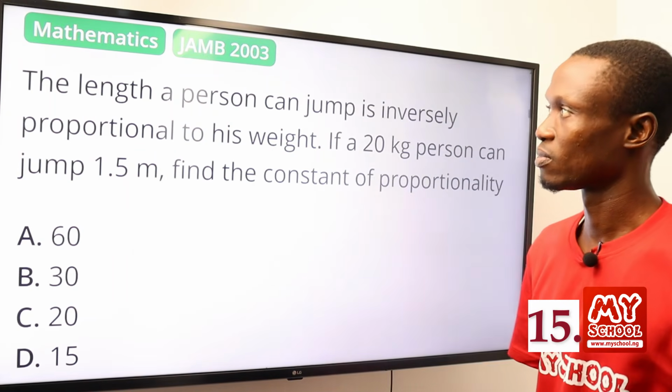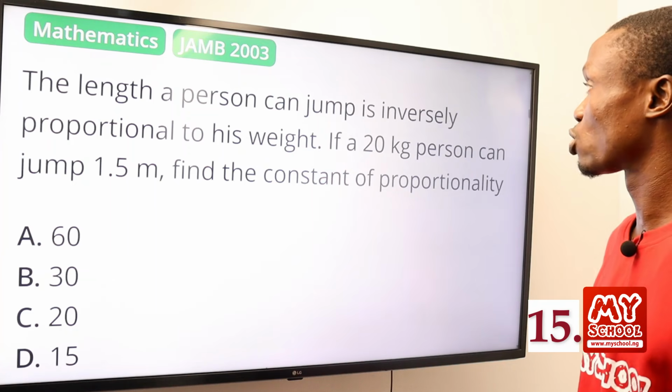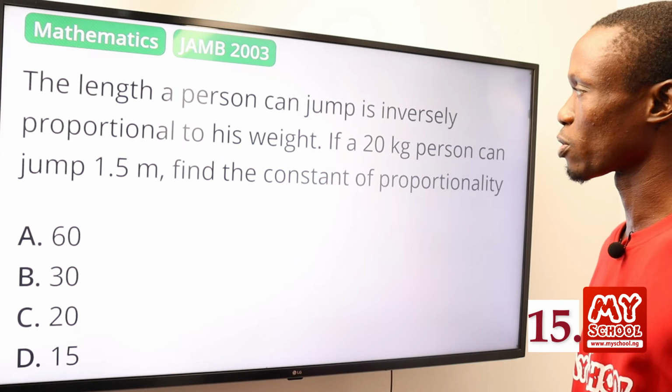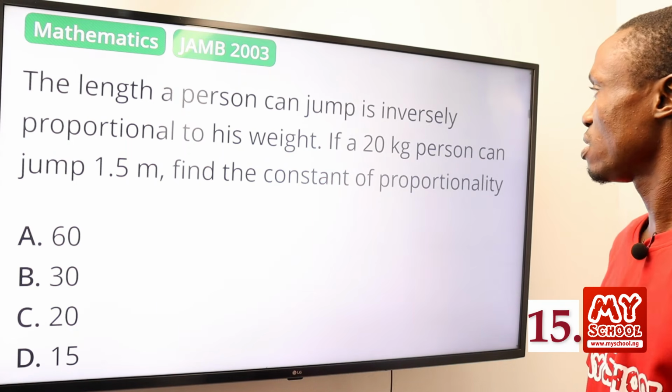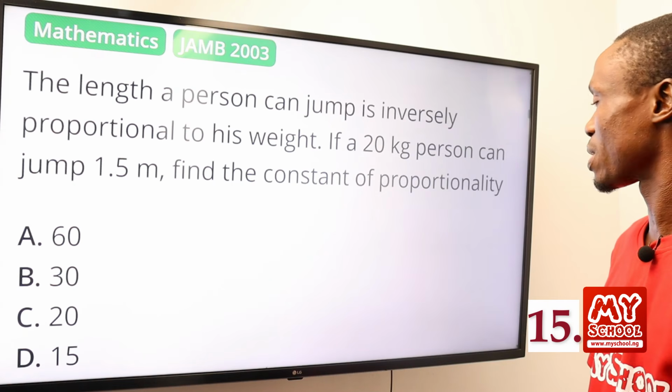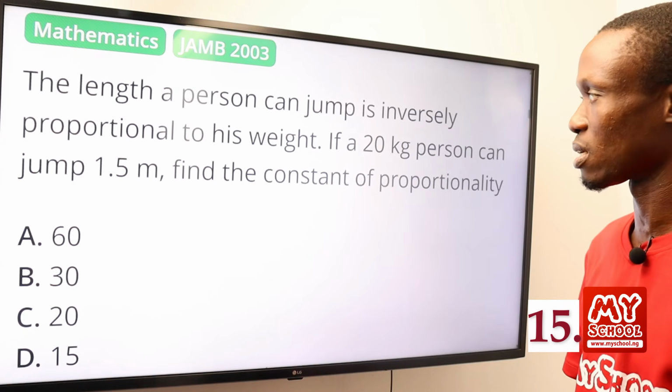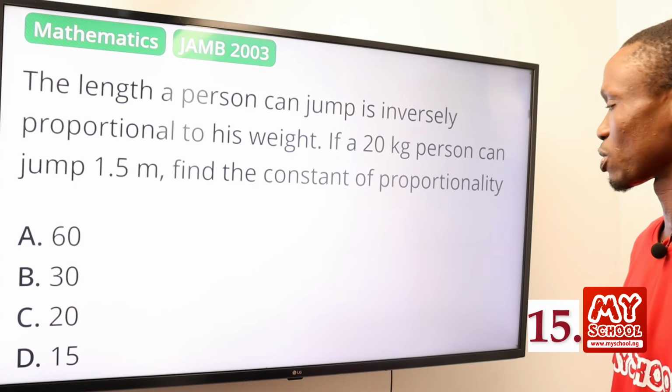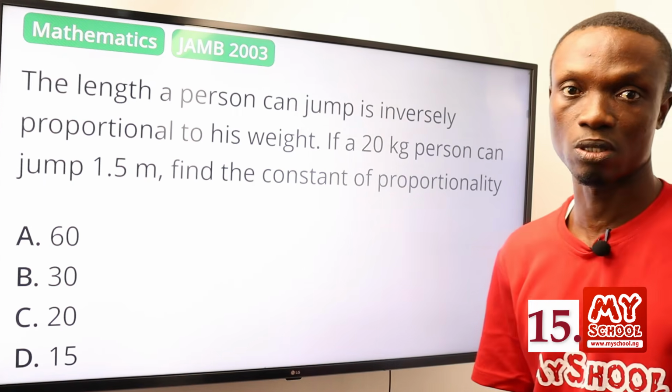Question 15. The length a person can jump is inversely proportional to his weight. If a 20 kg person can jump 1.5 meters, find the constant of proportionality. So let's move over to the board to provide answer to this question.